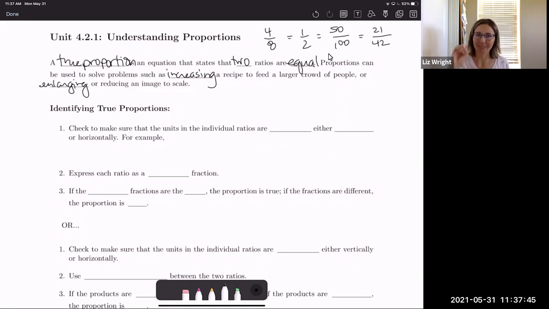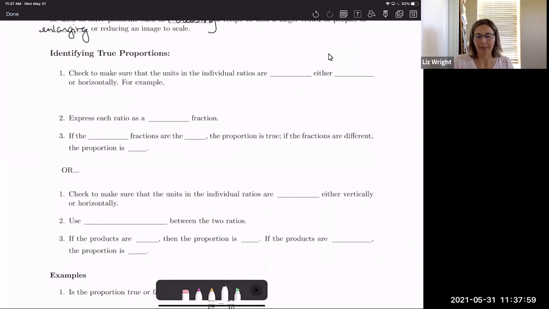I'm hoping that some of this is starting to click and make lots of connections for you because of what we were talking about last week with comparing fractions. You can absolutely apply it here to our discussion on proportions. So here's a few different ways for you to identify true proportions. How would we figure out that a proportion is a true proportion or not?